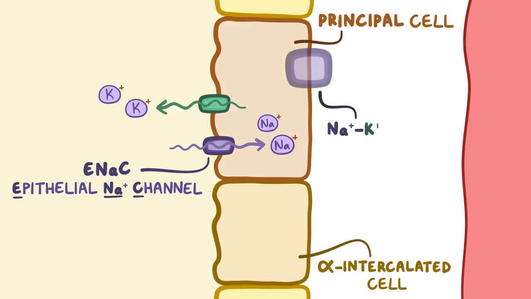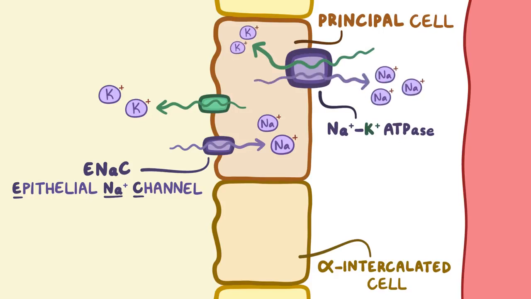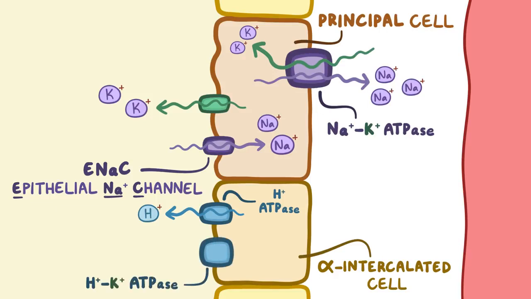There's also a sodium-potassium ATPase pump on the basolateral surface that again moves 2 potassium ions in for every 3 sodium ions out. Now, the alpha intercalated cells mainly get rid of hydrogen ions by pumping them across the apical surface into the lumen of the nephron. First, they have hydrogen ATPase, which uses ATP to pump hydrogen into the tubule against its concentration gradient. And second, they have a hydrogen-potassium ATPase, which uses ATP to push 1 hydrogen into the tubule in exchange for 1 potassium, both against their concentration gradients.